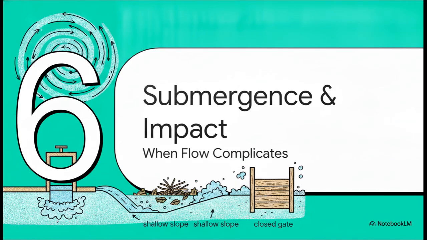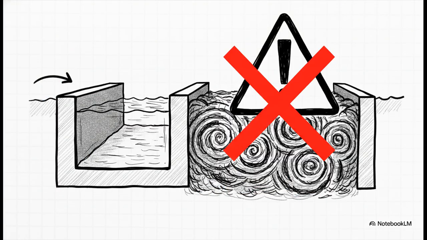Finally, Part 6, Submergence and Real-World Impact. When flow gets complicated, because let's face it, the real world rarely stays in perfect laboratory conditions. What happens when water exiting the flume starts backing up? Maybe there's debris or a closed gate further down the canal. This brings us to a critical check, the submergence ratio.